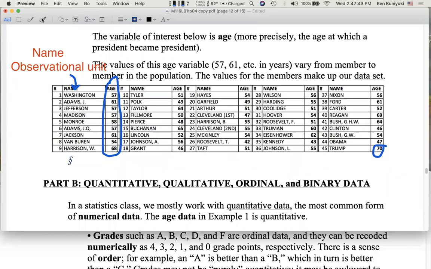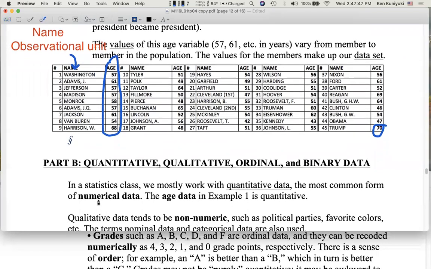Hi, everyone. Let's talk about different types of data. In a statistics class, we mostly work with quantitative data. It's the most common type of data, and it's the most common form of numerical data. So the age data in example 1 here is quantitative. George Washington was 57 years old, John Adams was 61 years old, and so forth.